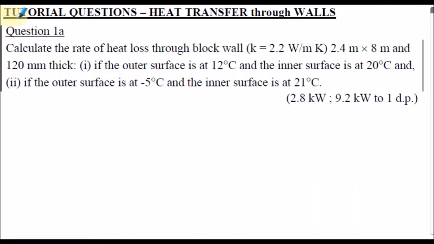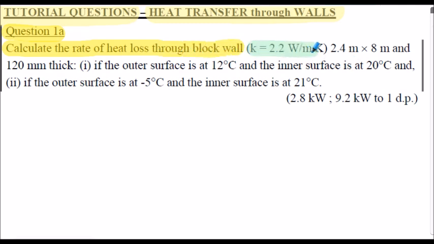So here are some tutorial questions related to heat transfer through walls. Essentially, I'm going to let you review these questions at your own pace. They're predominantly based on the example and the exercise we've just reviewed, but I will show the full work solutions to all questions. So in question 1a, we've got to calculate the rate of heat loss through a block wall. We're given the value of K in the question. We're given the dimensions of the wall and its thickness. There are two parts to the question.